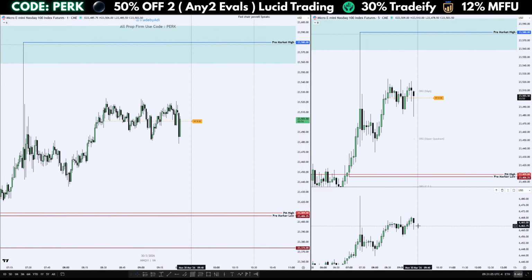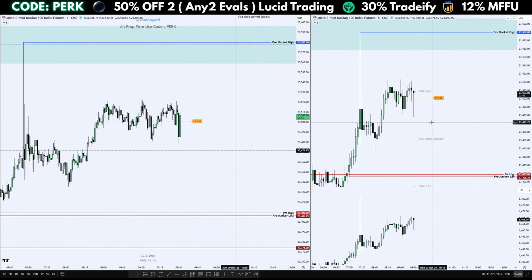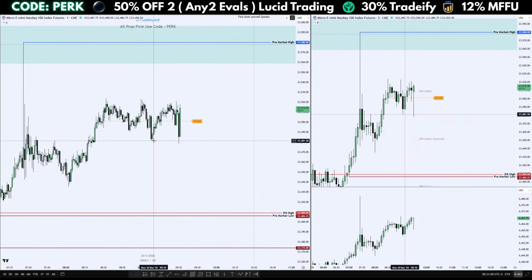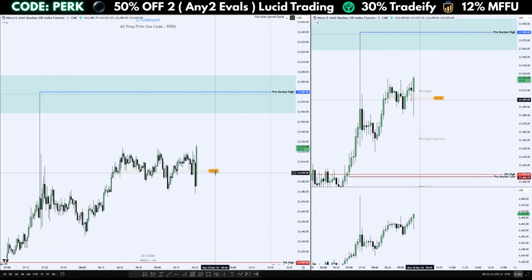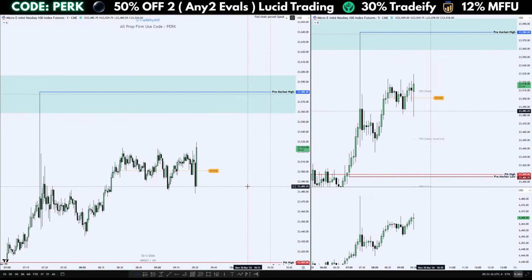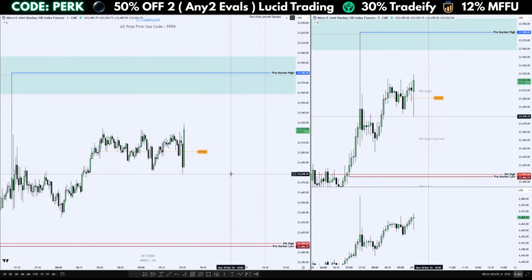So ES has not taken out the sell side liquidity. The Nasdaq has taken out. We have run the stop run, the small stop run, and now we are pushing to this pre-market high. So when Powell is going to speak, you have to ignore the AM session.